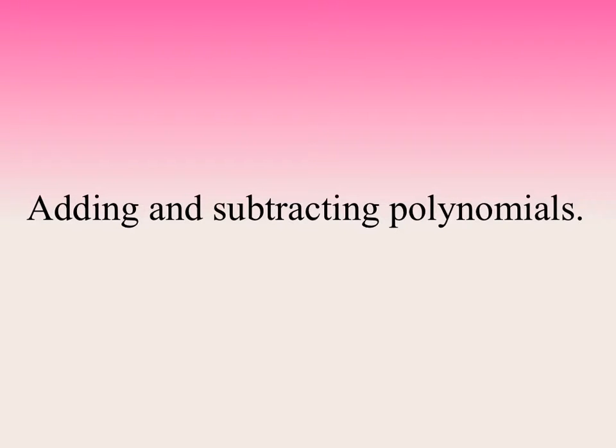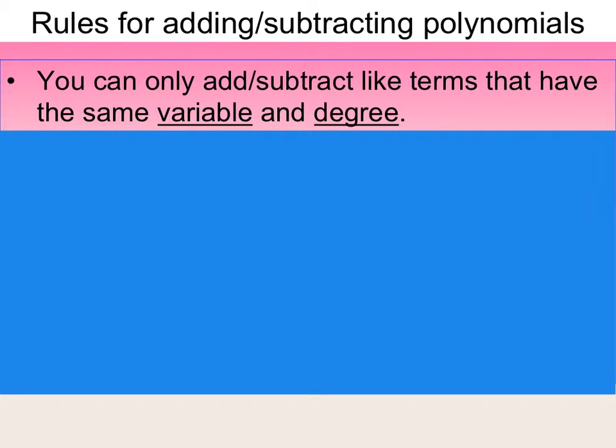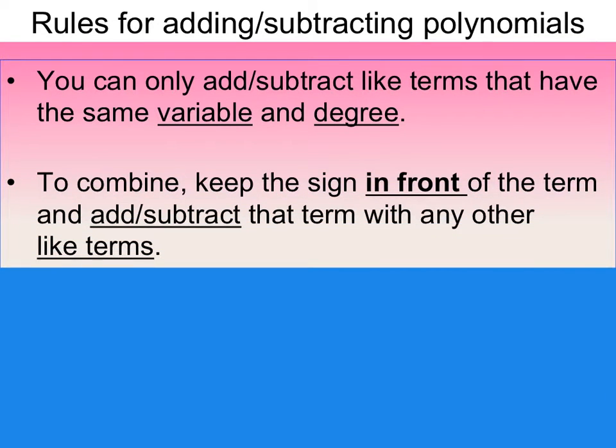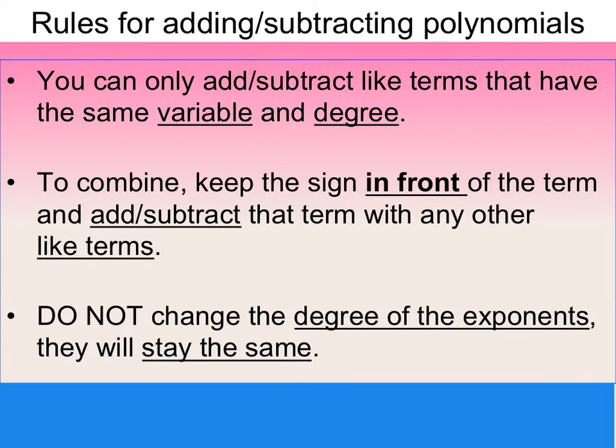So now we're actually ready to jump more into polynomials and look at how you can add and subtract them. Your rules for adding and subtracting polynomials are actually pretty easy. It's pretty much combining like terms, so this is just re-emphasizing that. And basically you can only add and subtract like terms that have the same variable and same degree. So it has to be x squared to put it with another x squared. Another thing to keep in mind is that when you are adding like terms, you keep the sign in front of the term, and then you're either adding or subtracting with any other like terms that you see. So you always want to look at that sign in front. Don't lose that. You always keep it with it so you know if it's a positive or a negative.